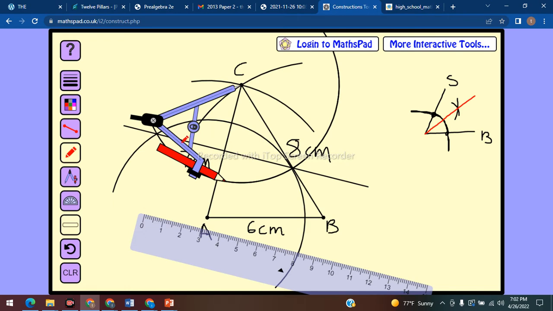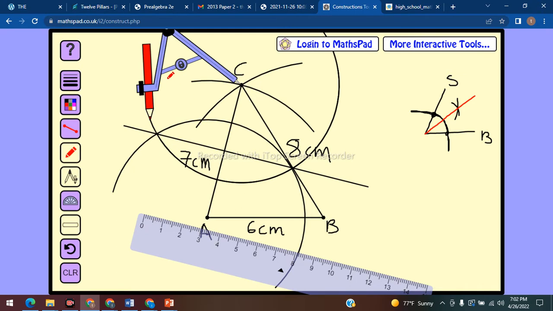Now for this one, let's do it. I'm going to put it in red so that we won't get mixed up. I'm going to get a compass.